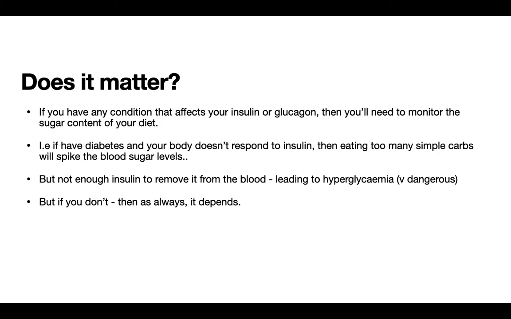And therefore, if a diabetic person was to eat a very high sugar diet, high in simple carbs, which are digested really fast, there'd be a massive hit of sugar in the blood, and the body can't coordinate that response. It can't get rid of the sugar because it doesn't have appropriate insulin, and that will lead to hyperglycemia, which again is very dangerous and not good. But if you don't have any conditions such as diabetes that affect your insulin or any hormones related to digestion of carbohydrates, then it really does depend.